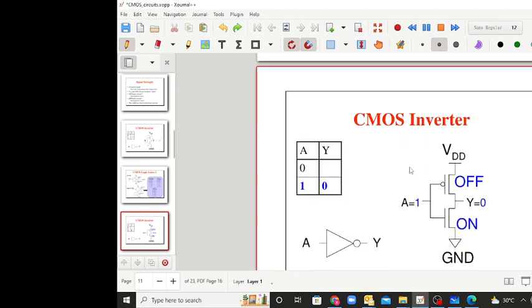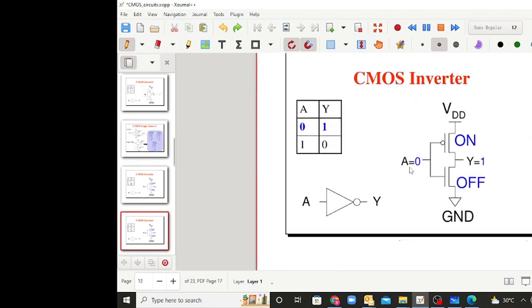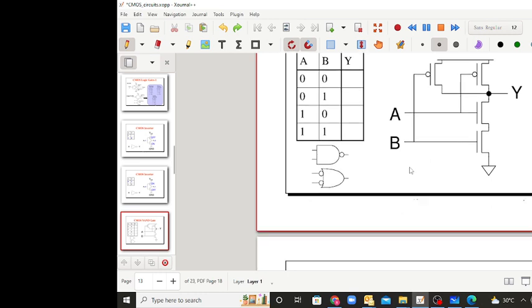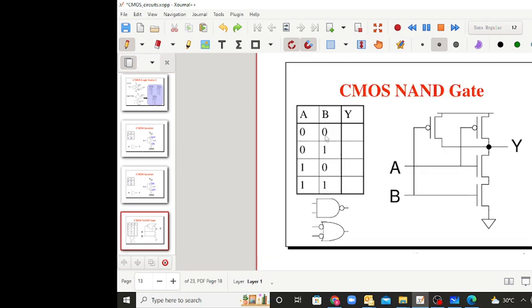Similarly, the inverter we have already seen, NAND gate we have already seen. So we'll see the operation of the NAND gate. Now for the NAND gate, you have 4 combinations. A is 0, B is 0. So now if A is 0, B is 0, these two will be off, and these two will be on. If any one of them is on, you will have a VDD here, and that comes to Y. So the higher voltage comes here to Y.